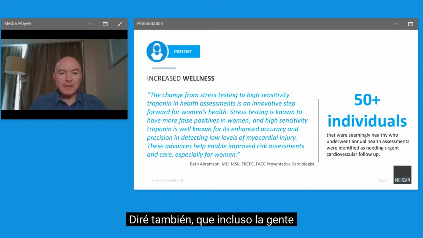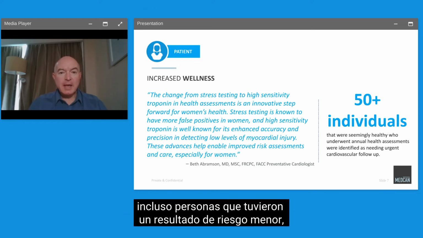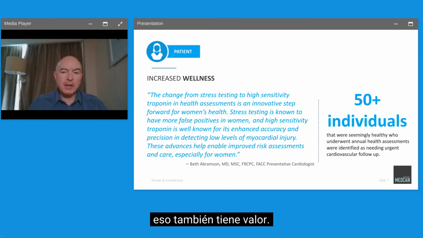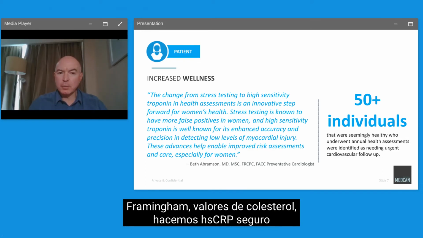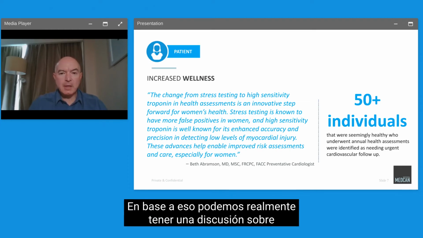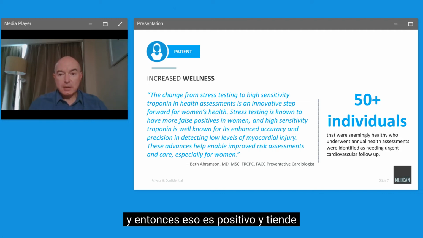I will say as well that even the people at the bottom of that pyramid, even people that had a lower risk result, that has value too. That's not a non-value. That is a value that we've leveraged together with other parameters, Framingham, cholesterol values. We do hsCRP for sure for these individuals. Based on that, we can actually have a discussion about their lower risk for cardiovascular disease. And so that's a positive, and it tends to reinforce good behavior.